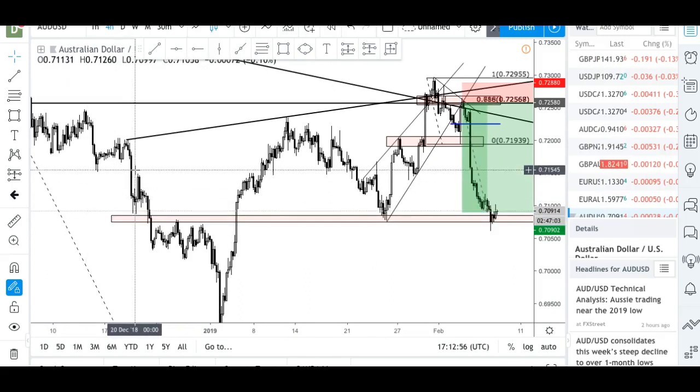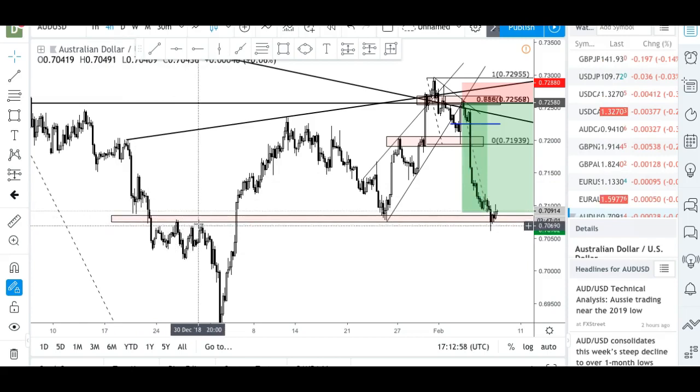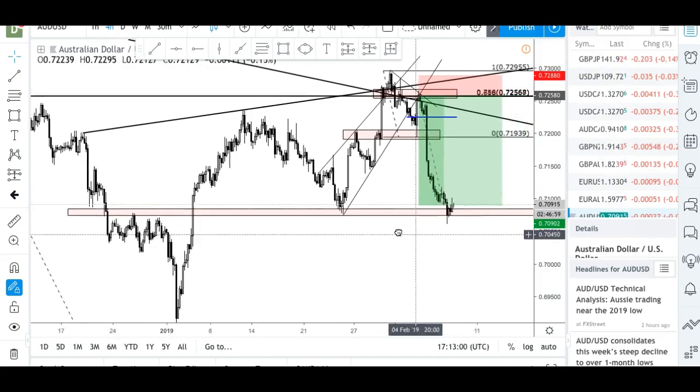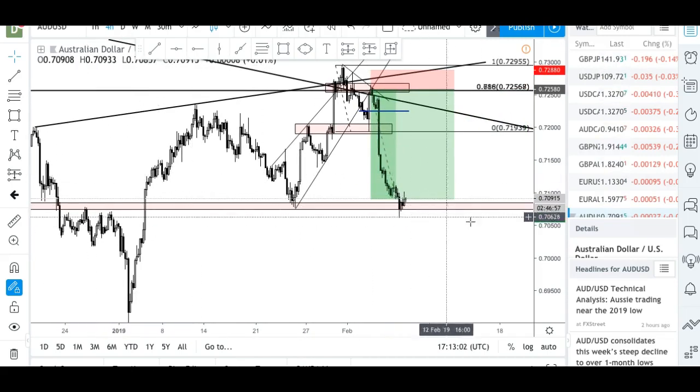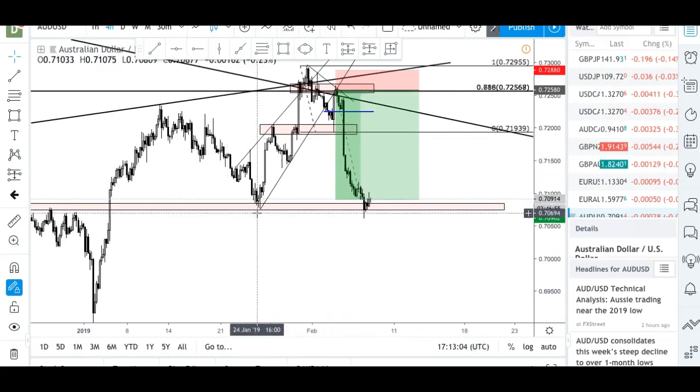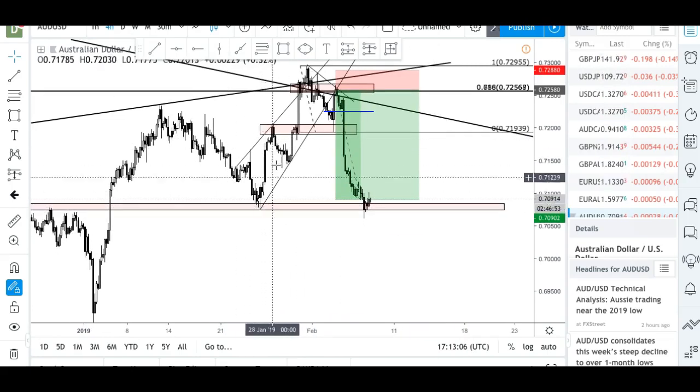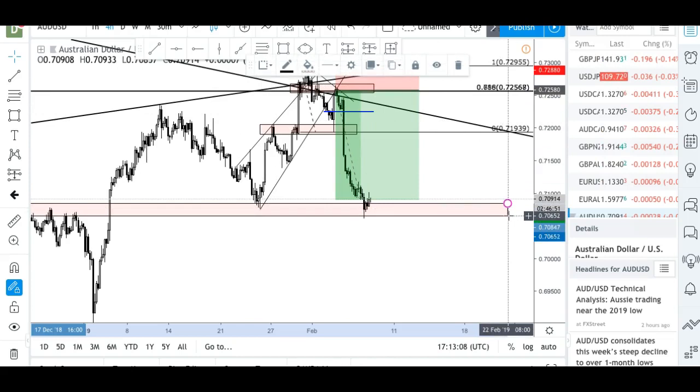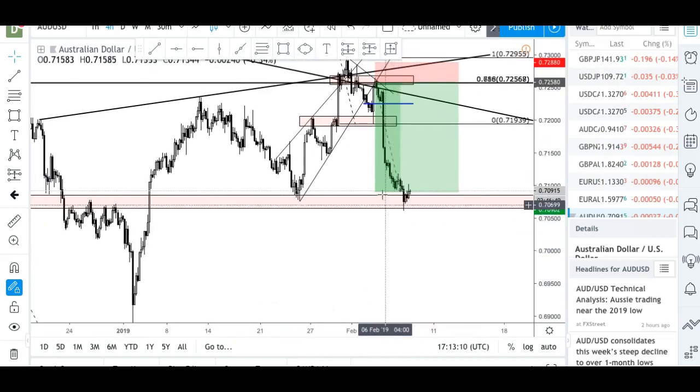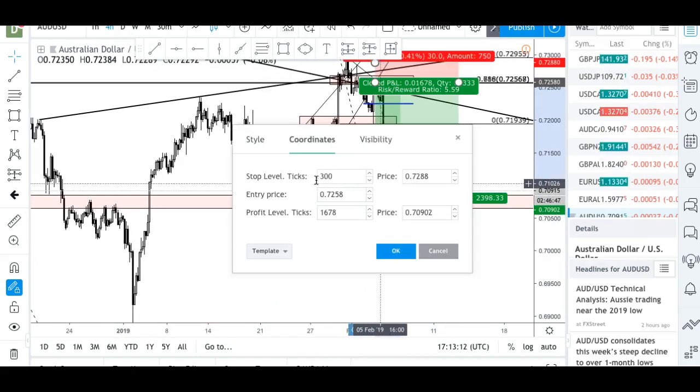We come down, nice bounce, break, test, test, test. Couldn't get above it, and then finally, a big bullish candle broke it. Last time we were here, we had a huge push off of it, so that's where I was targeting. I took it right off at 71.